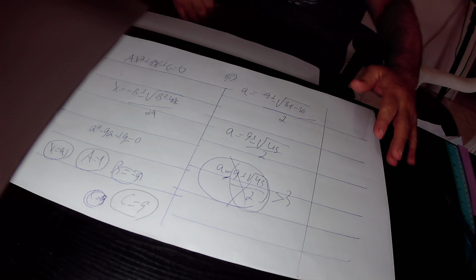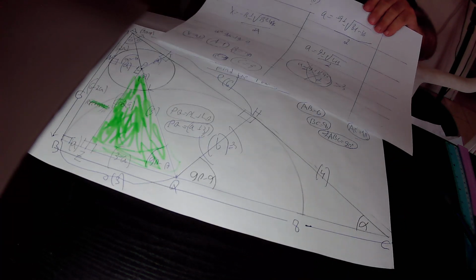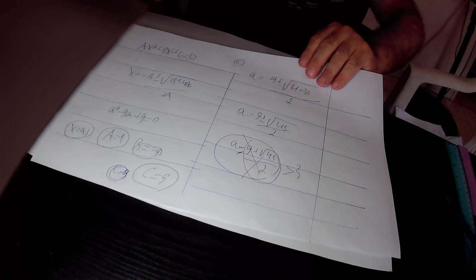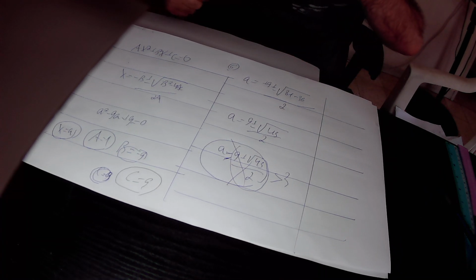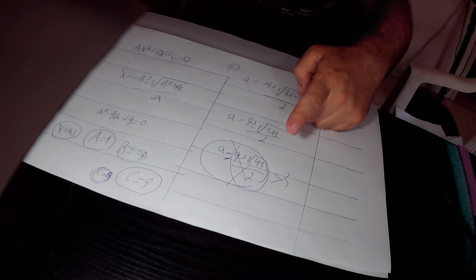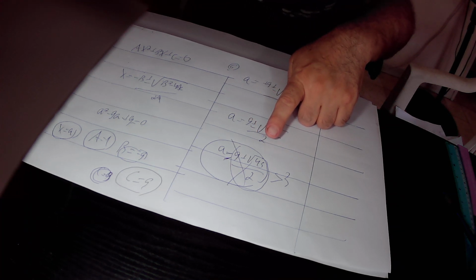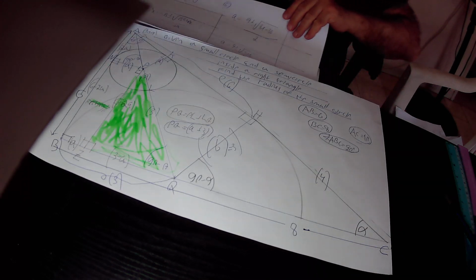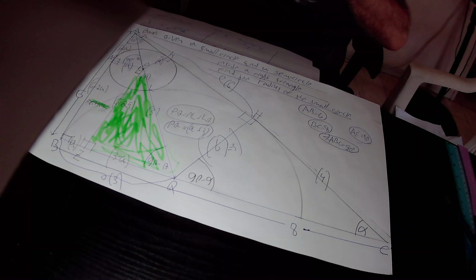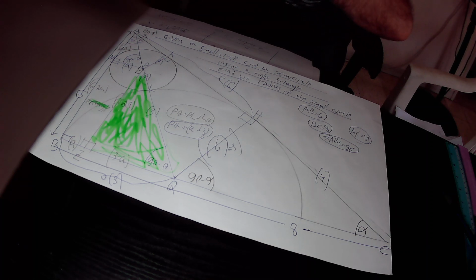So here we have two possible solutions for a. The radius a of the small circle, the radius that we are looking for in this question, equals 9 plus minus the square root of 45, over 2. The expression 9 plus the square root of 45 over 2 is greater than 3. So according to the first solution, the radius a of this small circle is greater than 3 units, but the radius of this small circle cannot be greater than 3 because the radius of the big semicircle equals 3 units.